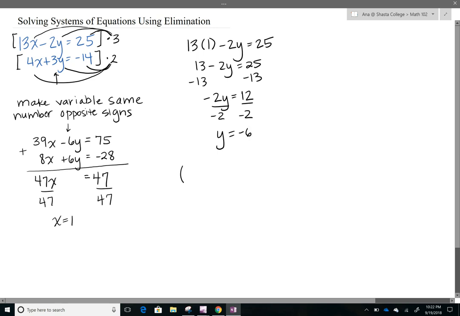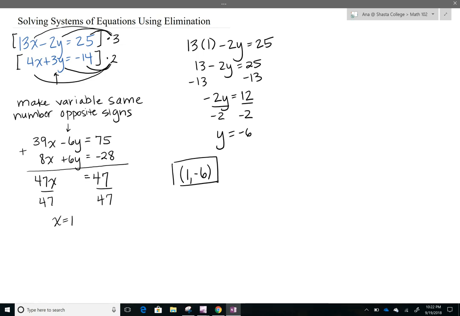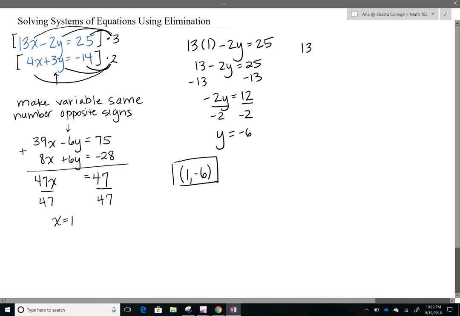So my solution is 1, negative 6. I can verify this by plugging that solution back into both of my equations to make sure it's true for both. So 13 times 1 minus 2 times negative 6 equals 25, maybe. That's 13 plus 12, maybe equals 25. And in fact, 25 does equal 25. That is true for the first equation.